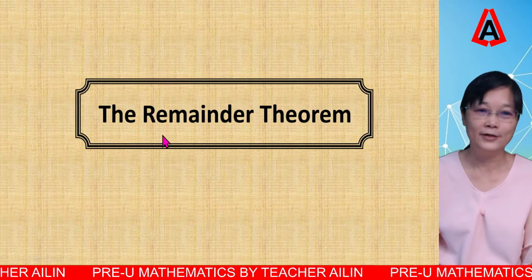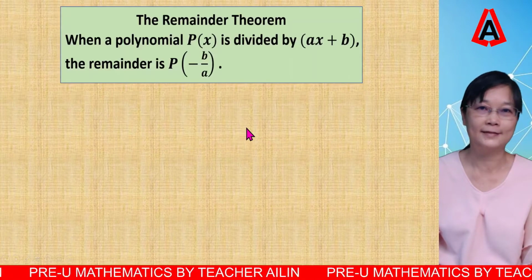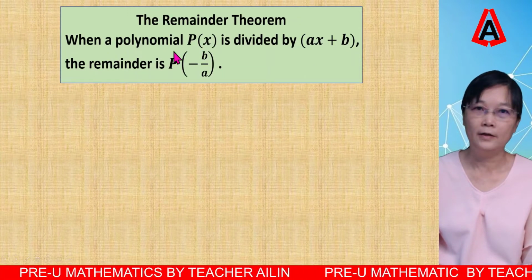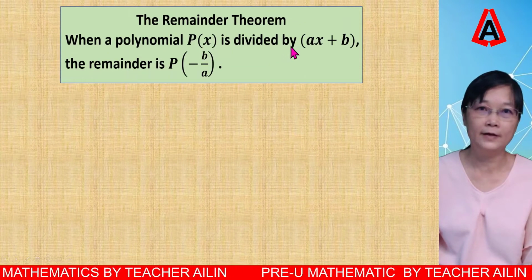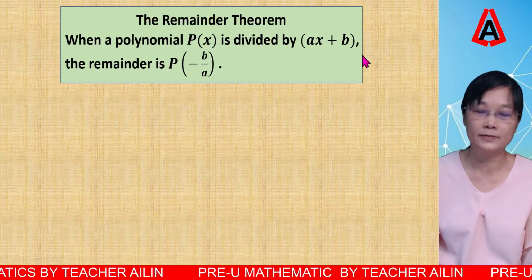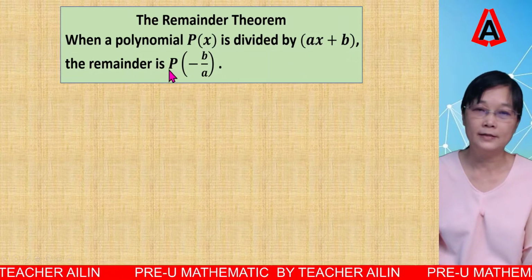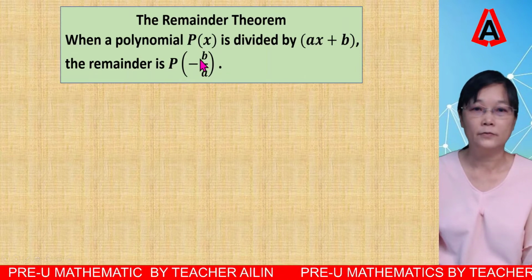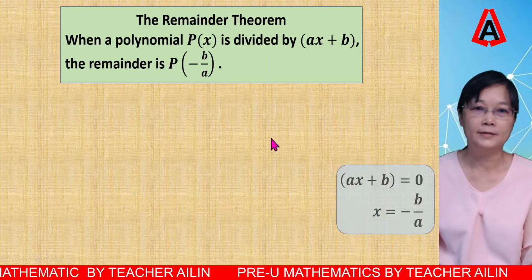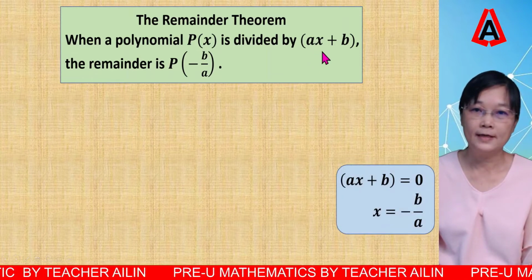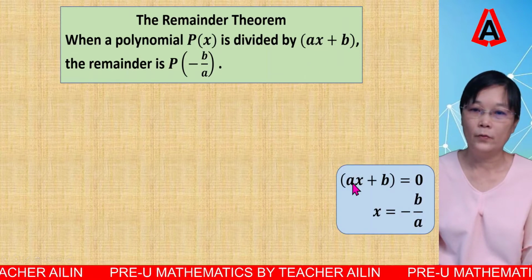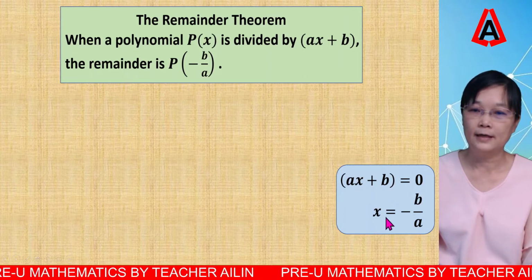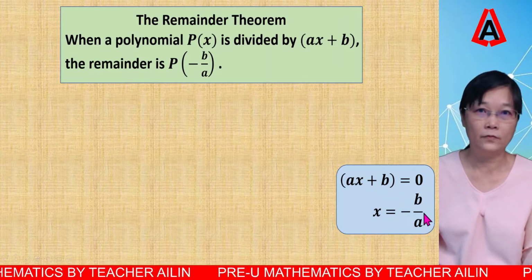In this video, I'm going to talk about the remainder theorem. According to the remainder theorem, when a polynomial p(x) is divided by ax plus b, the remainder is p(negative b over a). So what is negative b over a? When the divisor ax plus b is equal to 0, then x is equal to negative b over a.